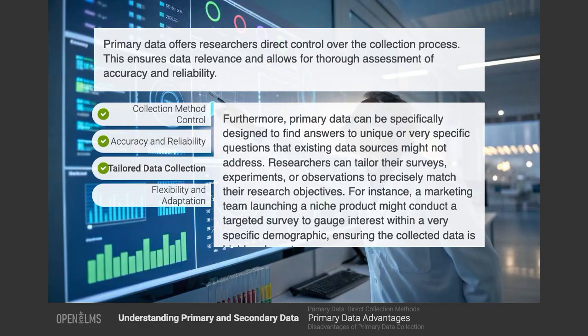Furthermore, primary data can be specifically designed to find answers to unique or very specific questions that existing data sources might not address. Researchers can tailor their surveys, experiments, or observations to precisely match their research objectives. For instance, a marketing team launching a niche product might conduct a targeted survey to gauge interest within a very specific demographic, ensuring the collected data is highly relevant.